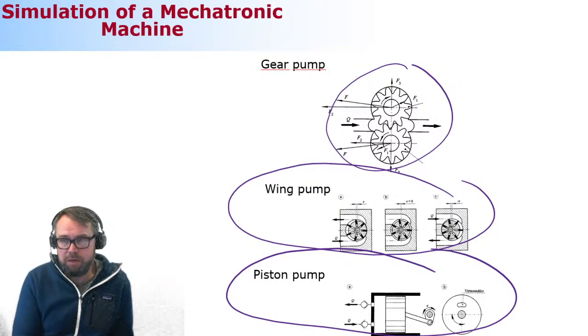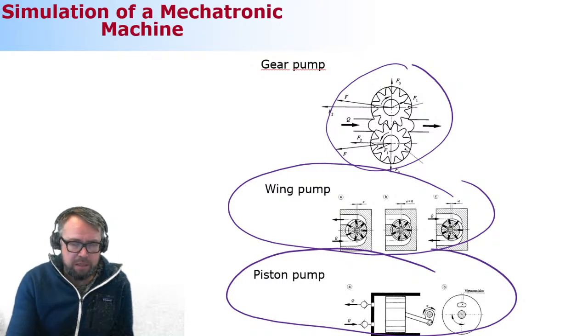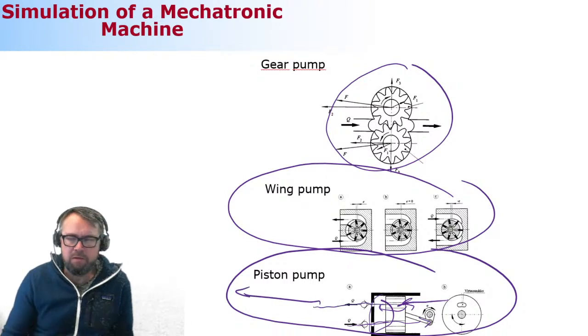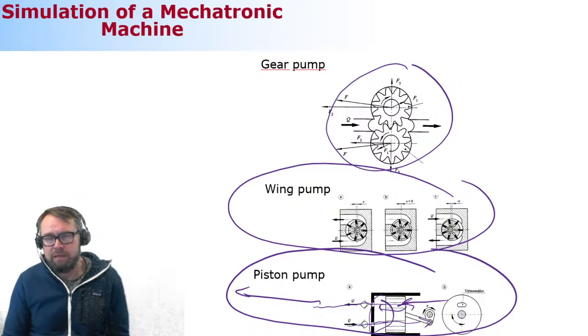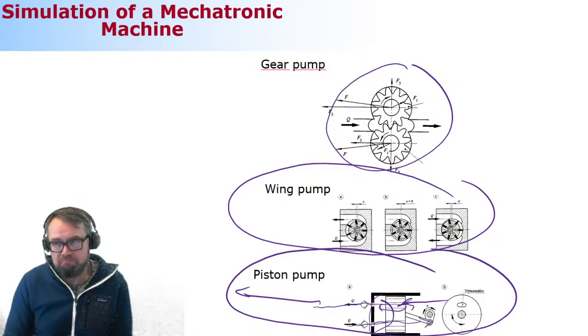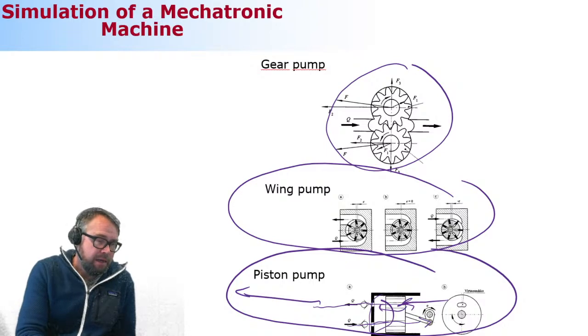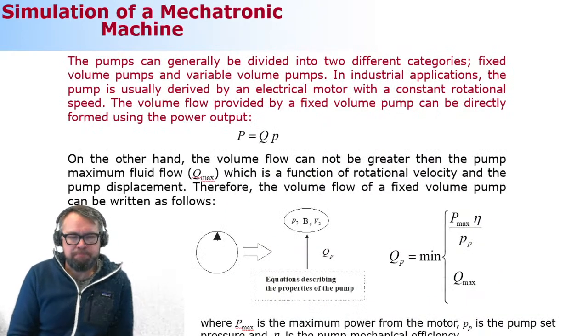So piston pump, simple scenario. You make this piston move back and forth. When the piston is moving in this right-hand side direction, the flow is getting into this chamber. And then when the piston is moving back, it is producing the flow rate to the hydraulic system. So that's its operation principle in short. Now, the modeling perspective.